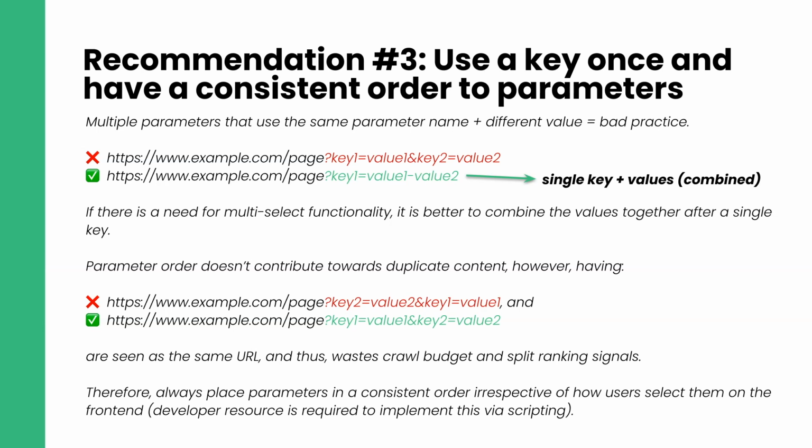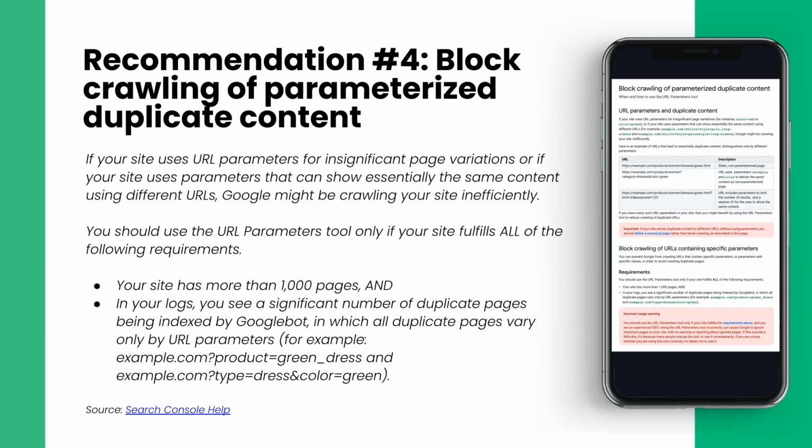And if there is no need for a multi-select functionality, it is better to combine the values together after a single key. Now, parameter order doesn't really contribute towards this concept of duplicate content. However, it's best to follow a consistent order, and this will require some development resources so that you can code it so that key 1 always comes first, along with value 1 or value 2, because you can have multiple permutations of this, and it'll just waste your crawl budget again. And essentially, depending on how many products you have and how many filters you have, you can have an unlimited amount of useless URLs.